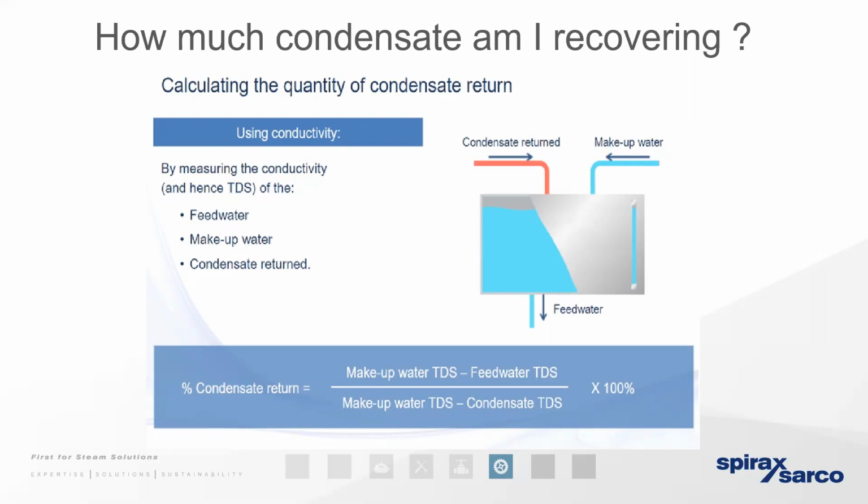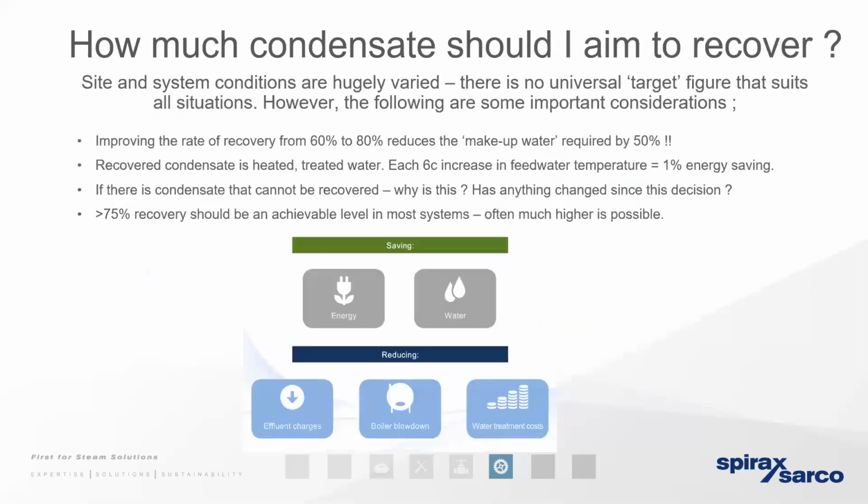So once we're able to educate our clients, or once our clients have run the analysis themselves to understand how much condensate they are recovering, the next question is, well, what does good look like? How much condensate should I actually aim to be recovering? And that's a difficult one to answer, because every process, every site, they're completely different.